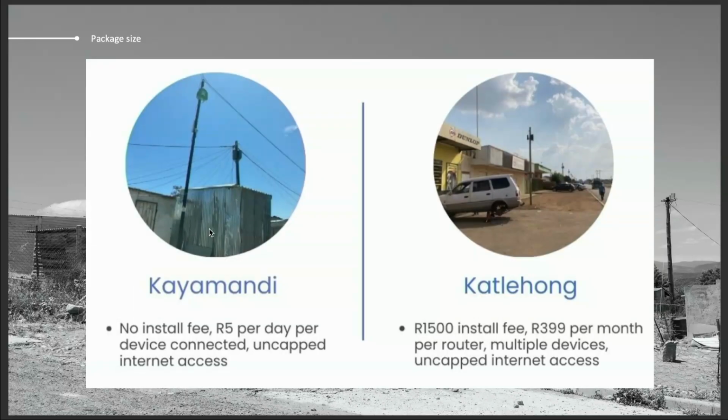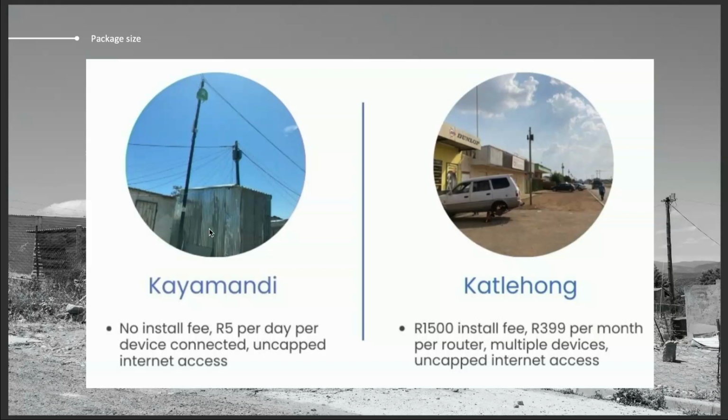In South Africa. Okay. Now, here we have a very interesting slide of two places, both beginning with K, Katlehong and Kayamandi. Okay, both have got fiber.